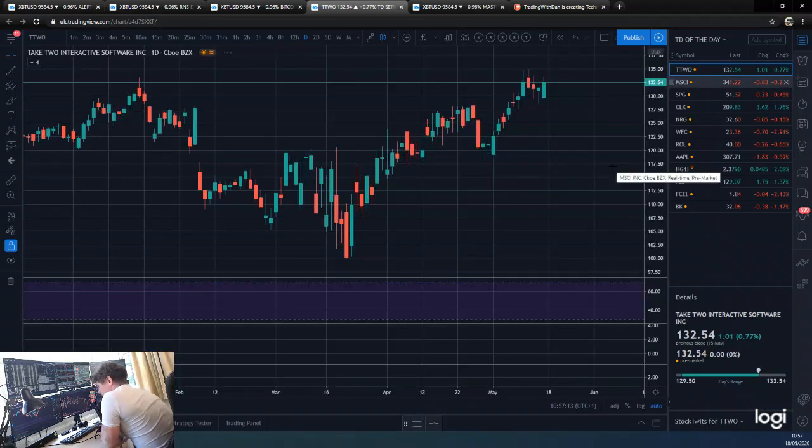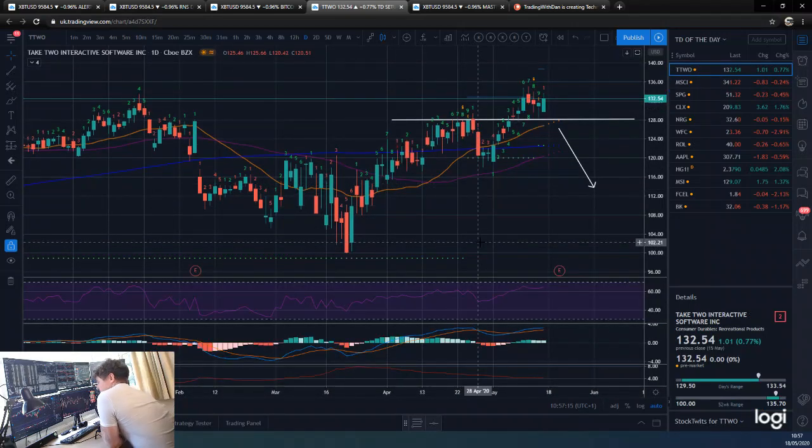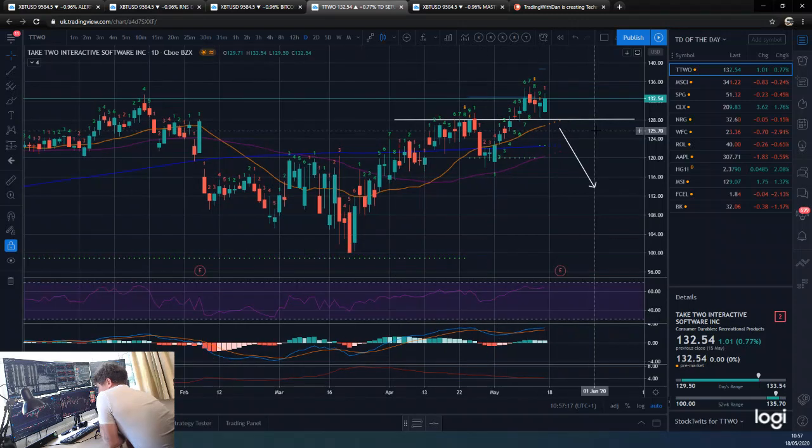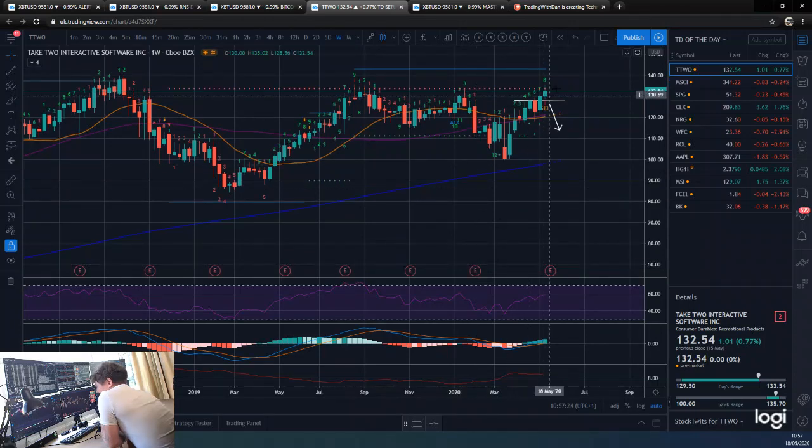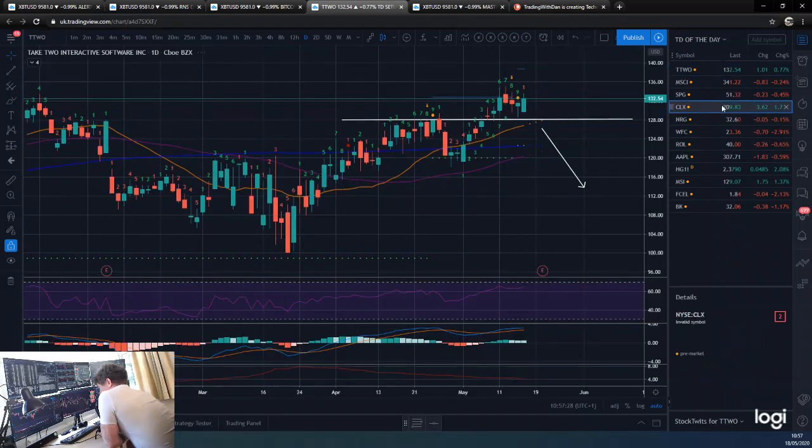Take Two. I think we're having a 9 on Take Two. Oh, we did draw it on here. So there you go, there's a trade break below here, move down. This was the one that I believe was on a weekly 9 as well. Yeah, weekly 9 coming up. So Take Two could be in for a bit of a correction.